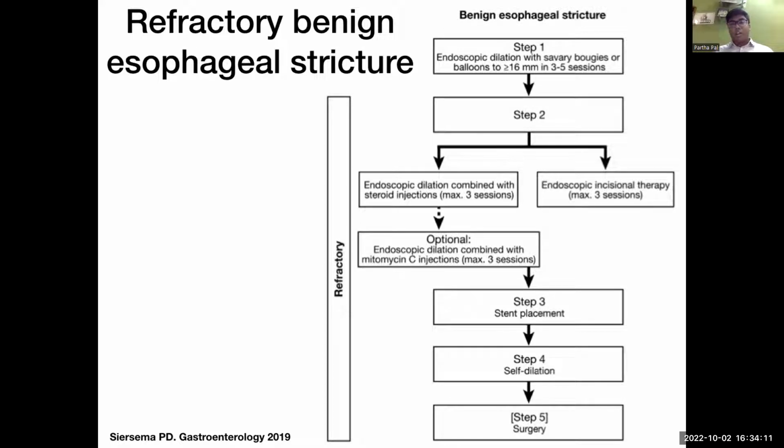So as already discussed, the mitomycin C can also be used after steroid injections. The incremental benefit is not known, and step 3 is stent placement, and after that, the patient can be taught how to do self-dilatation, specifically for those proximal strictures, and finally surgery.